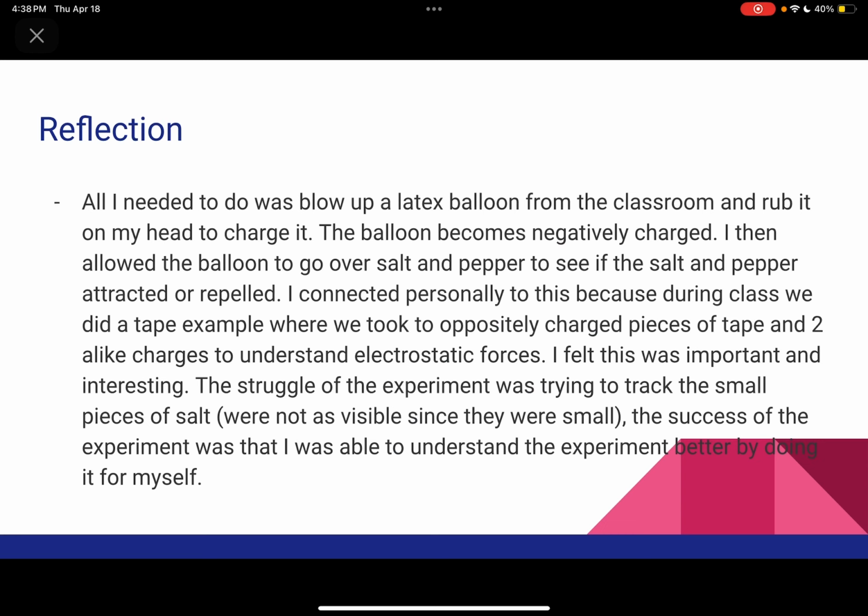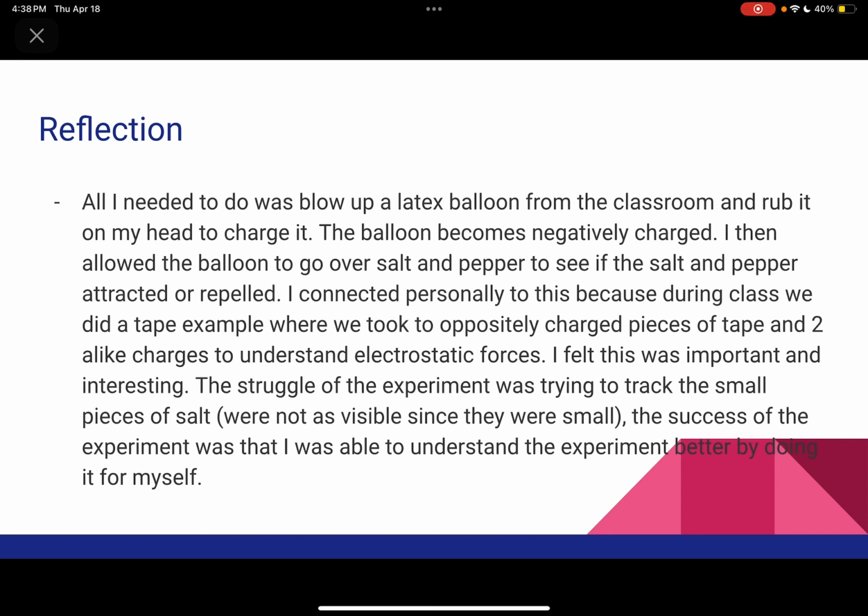All I needed to do was blow up a latex balloon from the classroom and rub it on my head to charge it, which gave it a negative charge. Then I allowed the balloon to go over the salt and pepper, which had a positive charge, and it was attracted. Yes, the tape example from class was similar to this.